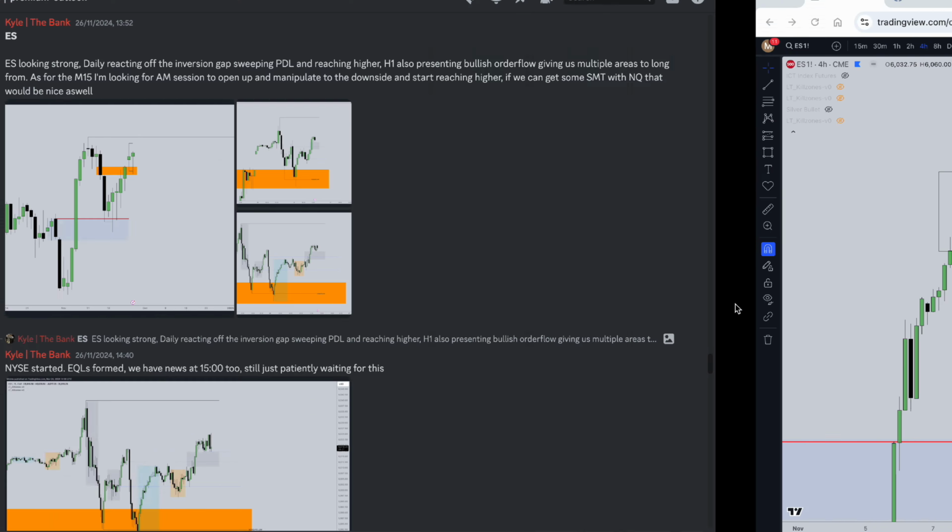So let's just start off by me showing you the proof. So you can see the date here. This is UK time. This is just before the AM session starts, so I mentioned here that ES looks good, looks strong, marked on the key arrays here, and I marked the area in which I wanted to see price go ahead and run away from.